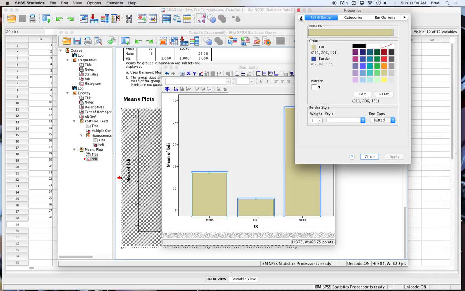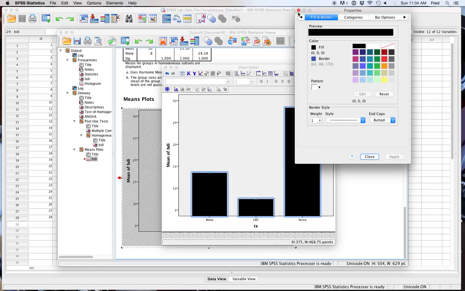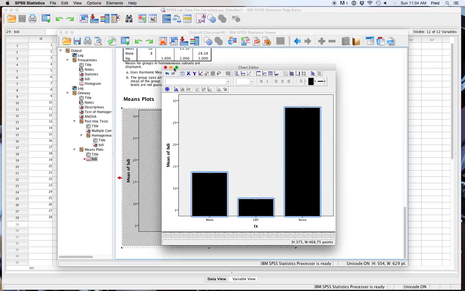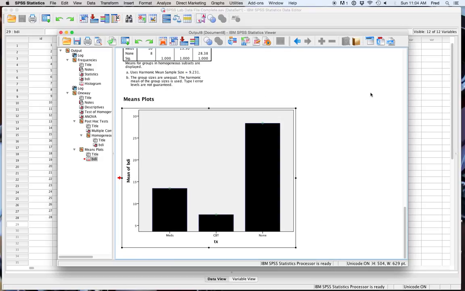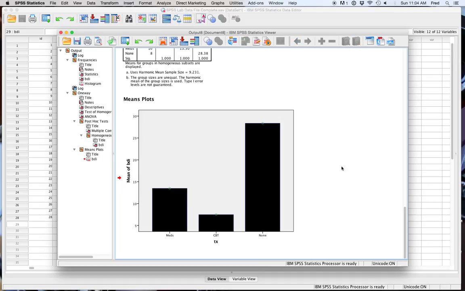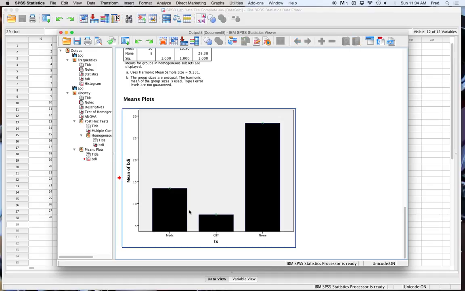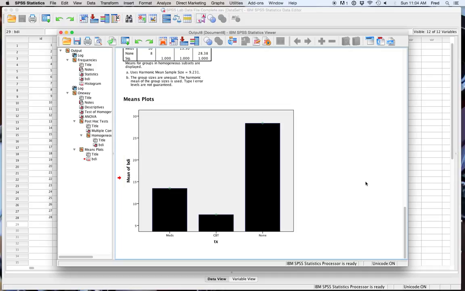I will change the fill just to make it black, because I like nice black and white graphs. When I click apply, it shows up on the graph. I can start closing windows. I'm going to close this active editing window. And you see there's our new graph, and we can see, relatively speaking, how high this group performed, how high the CBT group performed, how high the no group performed.